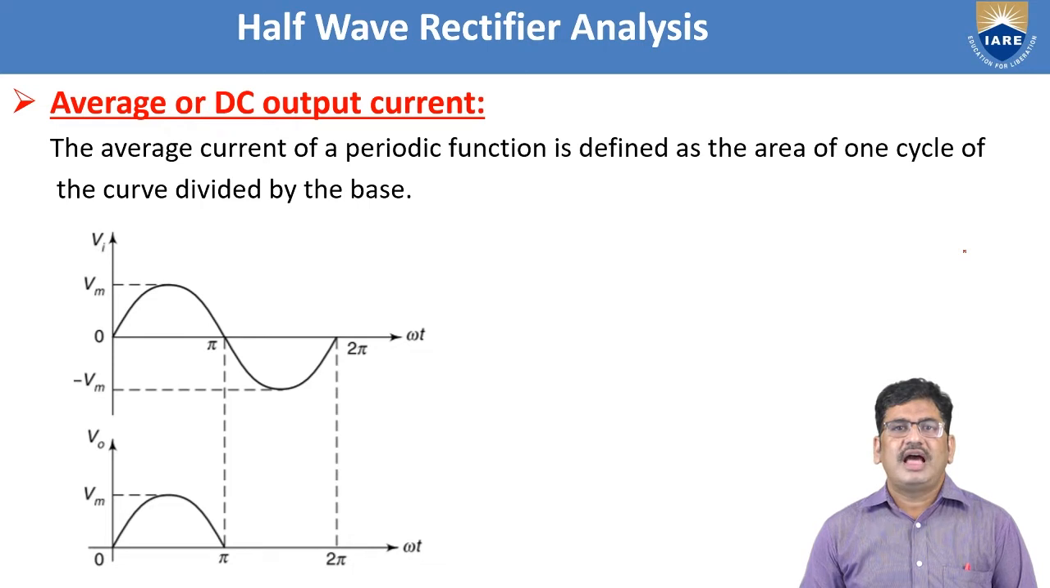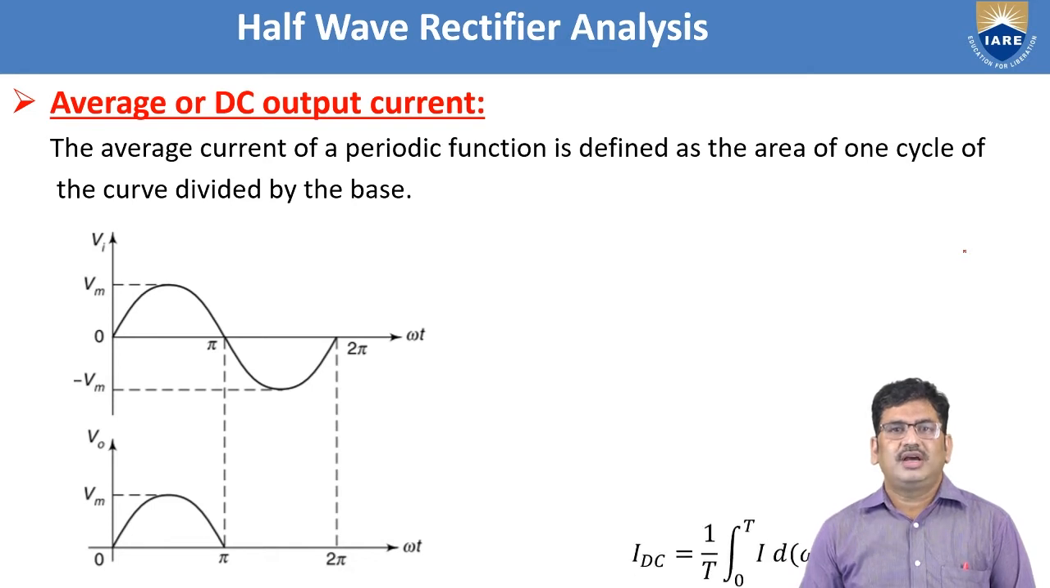The first factor is the average or DC output current. The average current of a periodic function is defined as the area of one cycle of the curve divided by the base. Here the output voltage has a period of 0 to 2 pi, that is omega t takes values from 0 to 2 pi, in which from 0 to pi the signal is present, that is Im sin omega t if it is current, and Vm sin omega t if it is voltage. From pi to 2 pi the voltage and current are equal to 0.